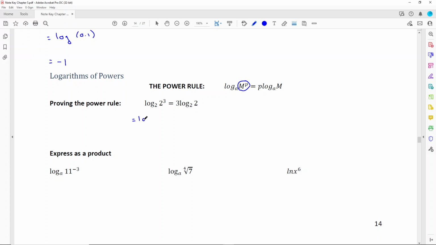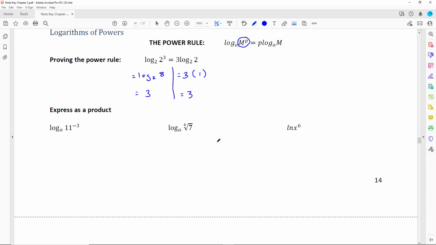Well, log to the base 2 of 2 cubed is log to the base 2 of 8. And then 2 to what exponent is 8? Oh, that's 3. If I check the right-hand side, this would be 3 times log to the base 2 of 2, which is 1. 3 times 1 is 3. All right, so now we're going to use this power rule to express these logarithms as products.